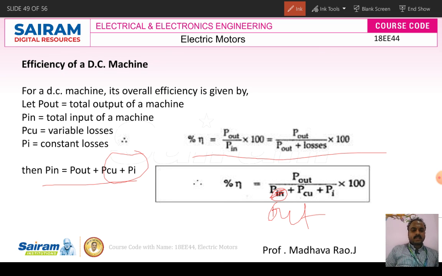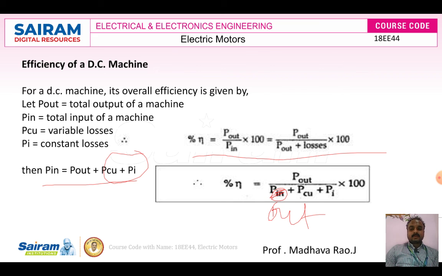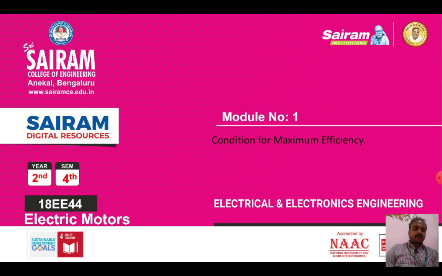So one more derivation we have: when we will get maximum efficiency from a DC machine. So what is the condition for maximum efficiency of a DC machine? So when copper losses and iron losses are equal, then efficiency will be maximum from the DC machine. So that thing we'll discuss in the next video. So just remember, P input is equal to P output plus losses, PCU plus PI. Losses are PCU plus PI. So in the next video we'll see the condition for maximum efficiency.